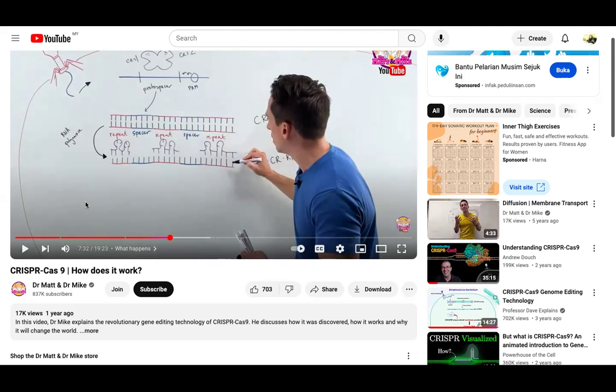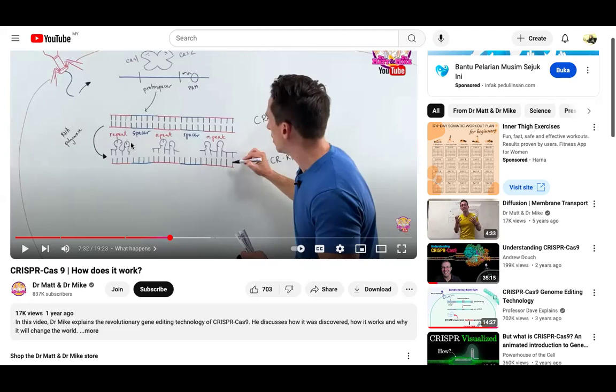Okay, let me repeat. The RNA polymerase does the transcription process of this CRISPR array into pre-CRISPR RNA. And it also transcribes what we call tracer RNA. The difference is this one is the tracer RNA, and this one is pre-CRISPR RNA.